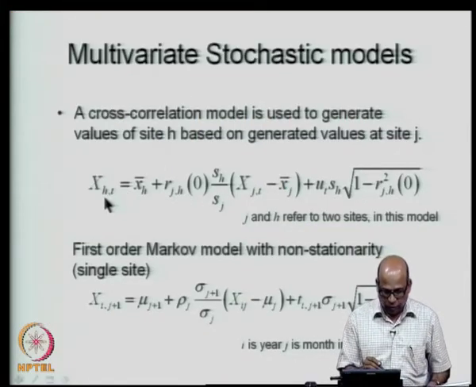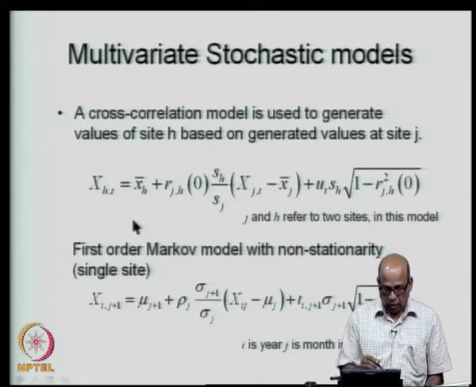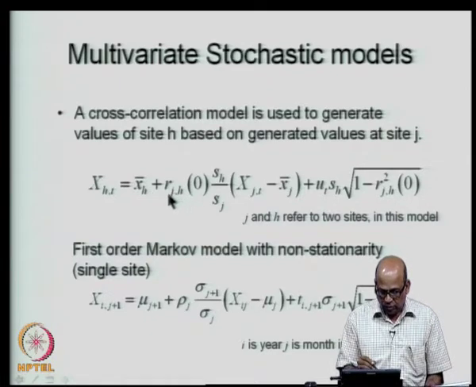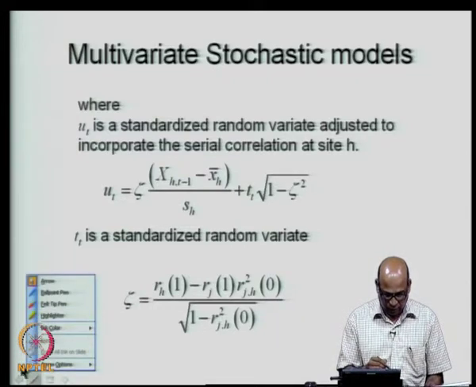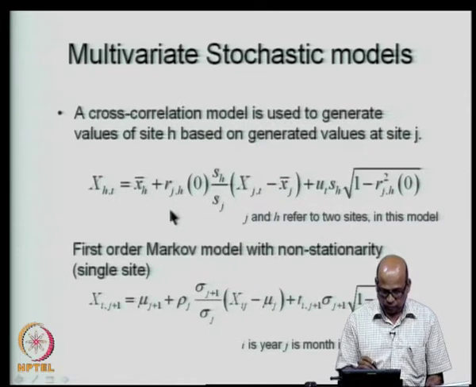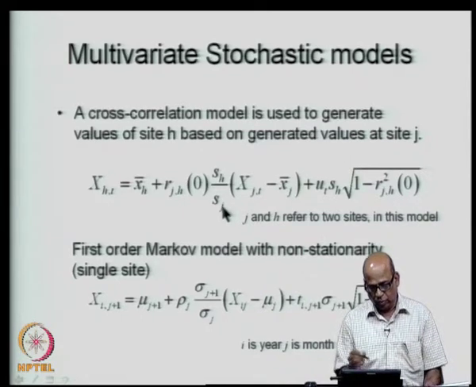So, we are talking about generation on the site H, which is the subordinate site, because we are talking about only two sites now for time period t, and this is the mean of the flows at site H. This is R j H, which is the cross correlation at lag 0 between the flows at site j and the flows at site H. This is cross correlation at lag j. This is the standard deviation of flows at H, standard deviations of flows at j, and so on.